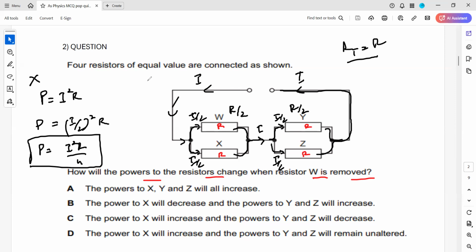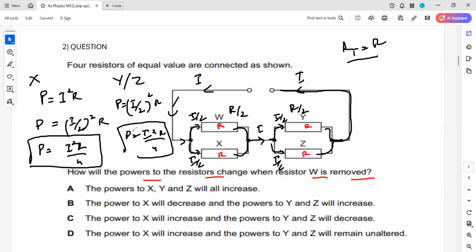And the same thing for the power of Y and Z, because they also have the same resistance and the same current, I by 2. So if I work out the power of Y, that will also be I by 2 squared into R. So P equals I square by 4 into R. We get the same power for X and Y, I square R divided by 4.